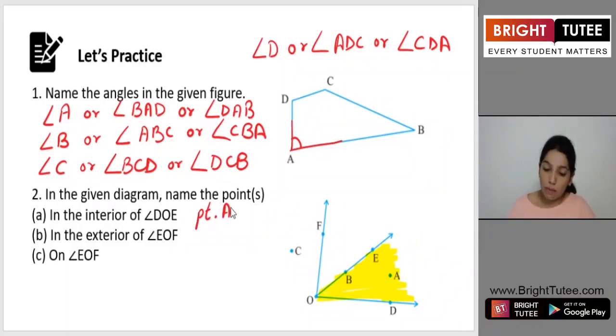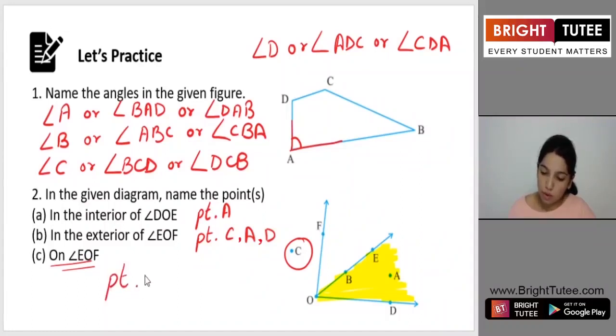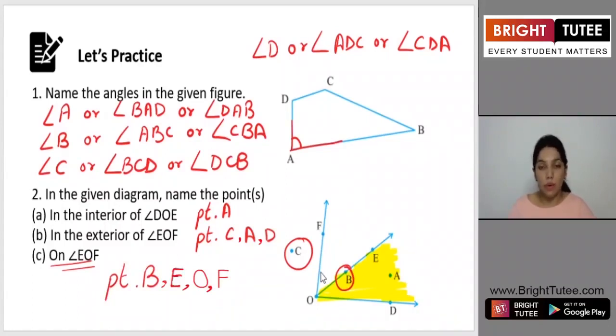Now we need to talk about the exterior point of angle EOF. Look at the angle EOF, and I hope you can locate that point C is sitting in the exterior part, right? Now, which point is on the angle EOF? Point B, I hope you can notice here. Look, point B, it is sitting on the angle EOF. So, I hope this is clear how we can find the regions.